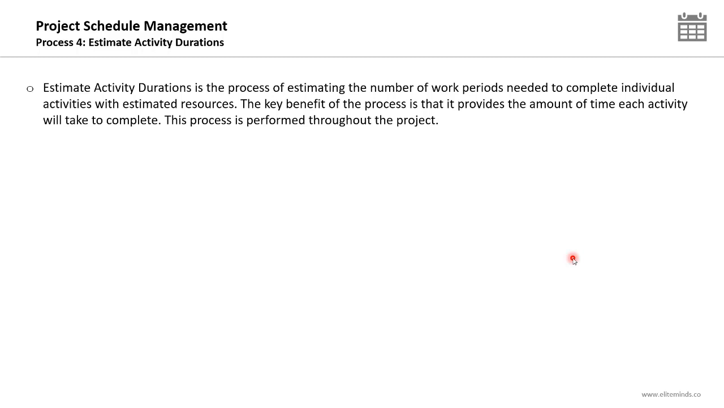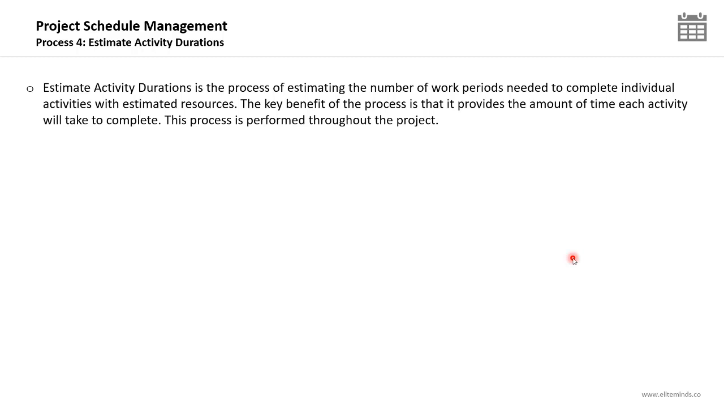Now, after defining and sequencing the project activities, it's time to estimate the duration required to finish the work related to each activity on the project. It's the Estimate Activity Durations process. It's part of the planning process group, and it's the process of estimating the number of work periods, either days or weeks or hours, needed to complete individual activities with estimated resources.